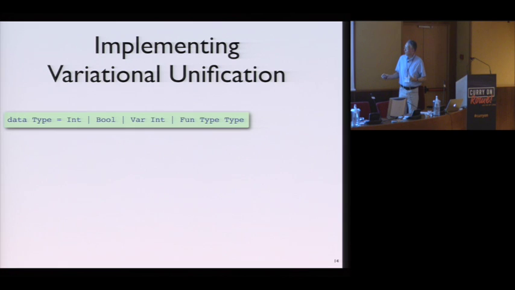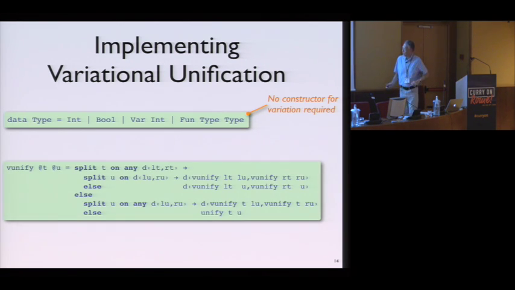Right? This is what we want to work with. Now, what we can observe here is what we don't see, namely the absence of a constructor for representing variation, because this is built into the language. So we don't even have to mention this anymore. And then our variational unification algorithm looks as follows.